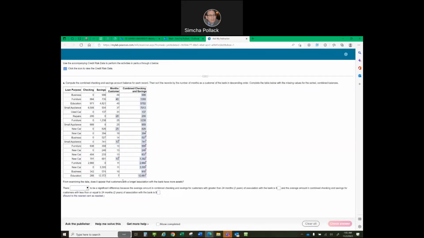Now, from examining the data, does it appear the customers with longer association have more assets? Well, not really. People with small association have a lot of assets, and vice versa. So I would say no, it does not appear.